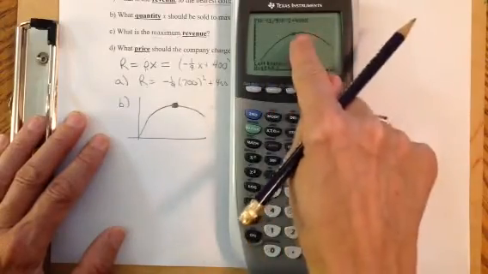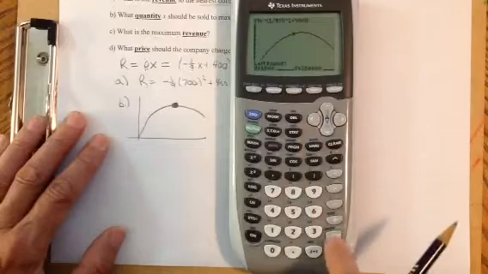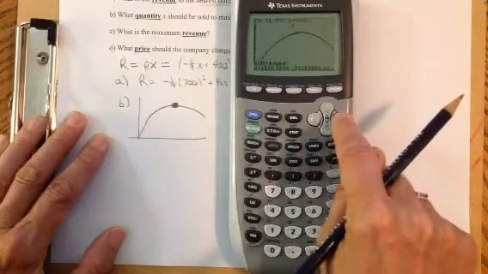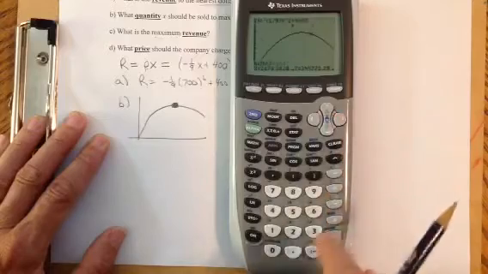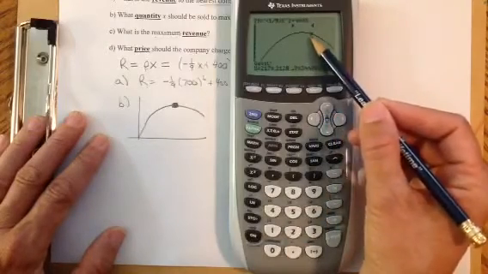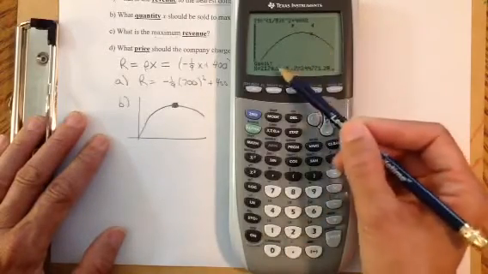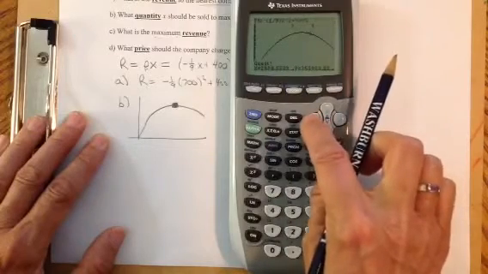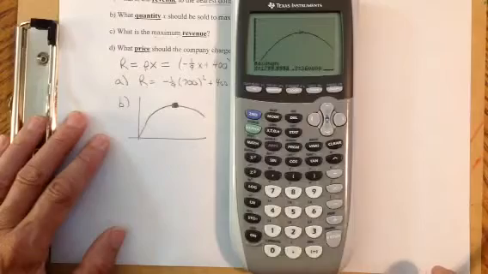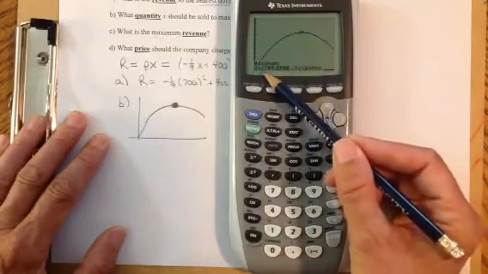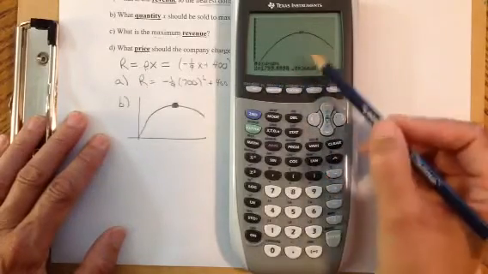So left bound, move to the left of the vertex, which we happen to already be there. Right bound, move over to the right of the vertex. No rhyme or reason as to how far you move, just make sure you're over to the right. And then guess, move as close as you can. Don't have to take a lot of time with it, just get close. Aha, now, here's the value that the calculator is giving me.